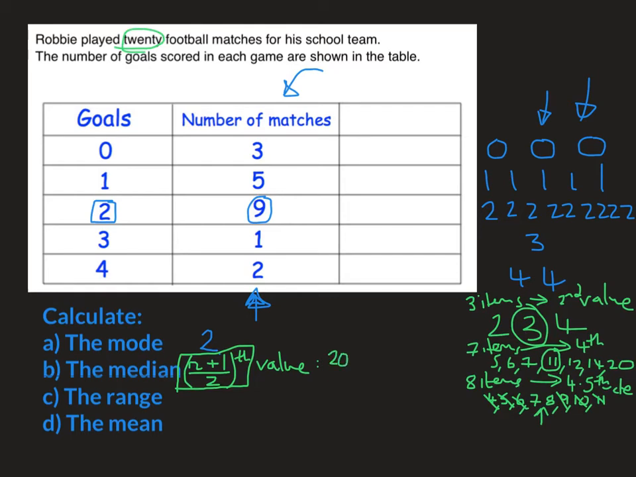All right, so for this question in here, we have got 20 matches. So 20 plus 1 over 2 equals 21 over 2, which is, we're looking for the 10.5th value.